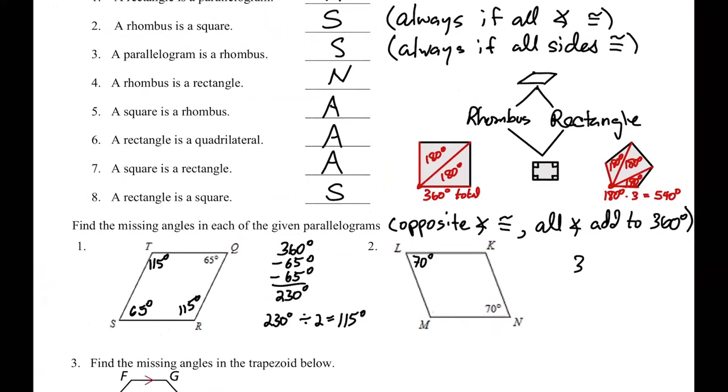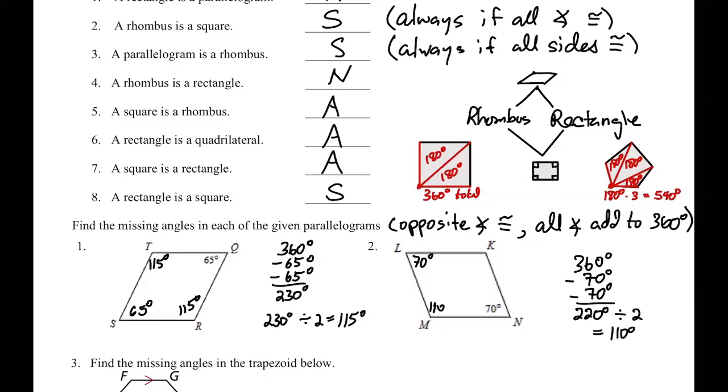So we're taking the 360 minus 70 twice. You can subtract 140 in one shot if you want. That's going to give me 120 degrees split evenly among the two remaining angles, which is going to give me, oh, sorry. That would be 220, right? And that'll give me 110 degrees.